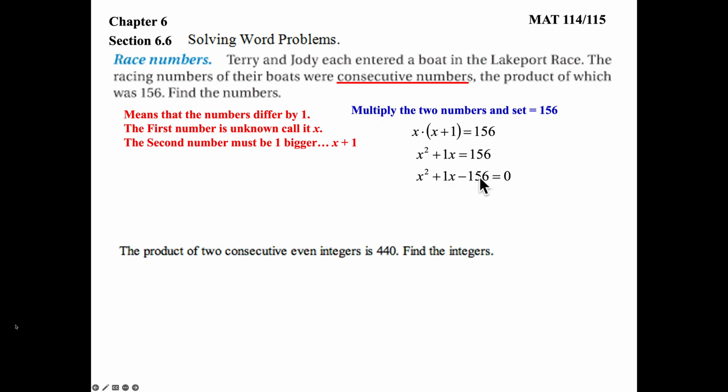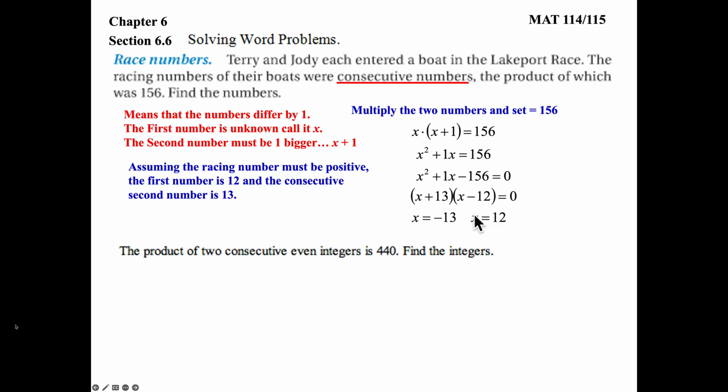So here's what you could do. Grab your calculator and ask for the square root of 156. Second, square root, 156. It comes out to be 12.489999. So one number's 12, one number's 13. 13's bigger, so it carries the plus sign, and 12 is the minus sign. x equals negative 13, x equals 12. But I don't think your racing numbers are going to be negative, so we'll throw out x equals negative 13. So x being 12 is the first number, and the second racing number will be 13.